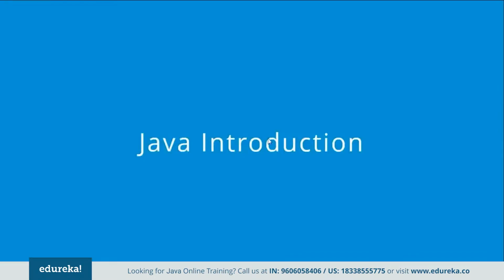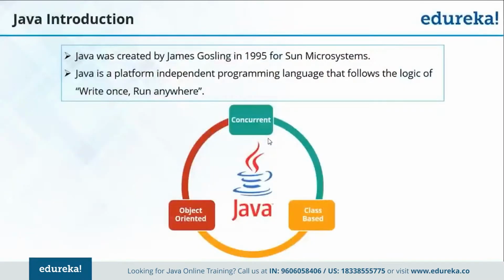Now let's move forward and have an introduction to Java. So Java was created by James Gosling in 1995 for Sun Microsystems. Java was originally planned to be named Oak, but that name was taken. So they went ahead and named it after their favorite coffee, which was Java.